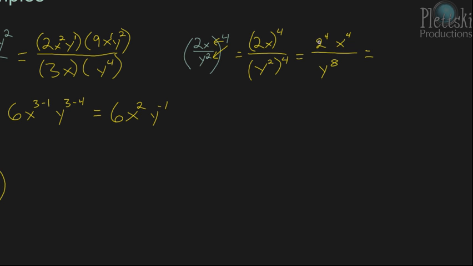And to simplify that, we do 2 to the 4th, which is going to be 2 times 2 times 2 times 2. So 2 times 2 is 4, and 2 times 4 is 8, and 8 times 2 is 16. So 2 to the 4th is 16. So we have 16x to the 4th over y to the 8th. And that's going to be our answer. So we've simplified it, and we're done.